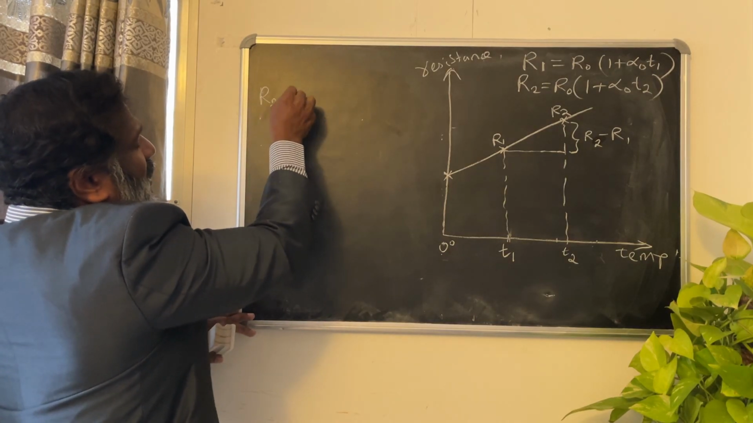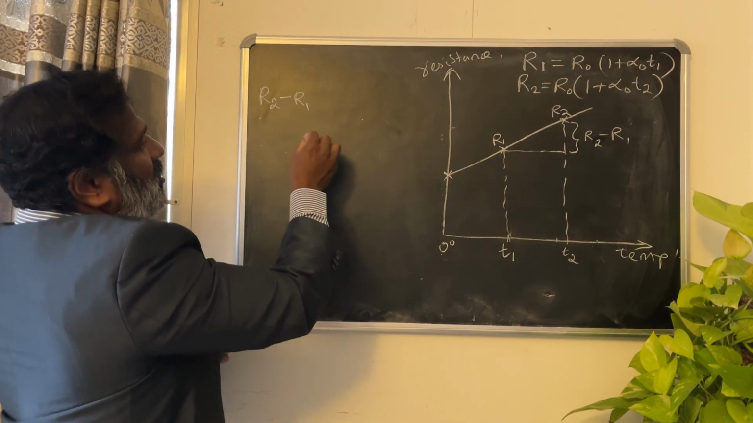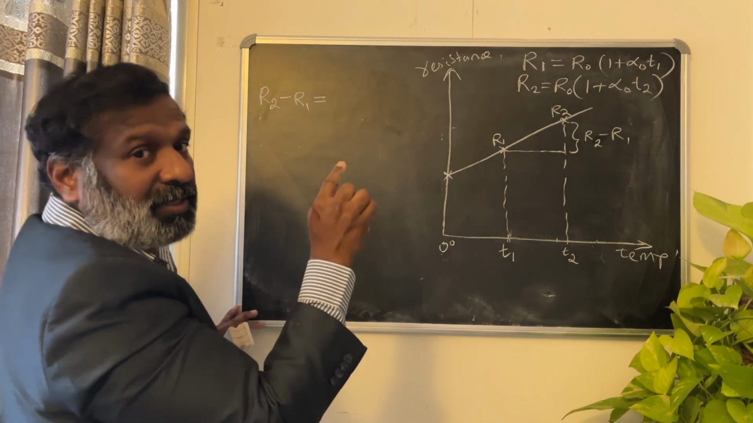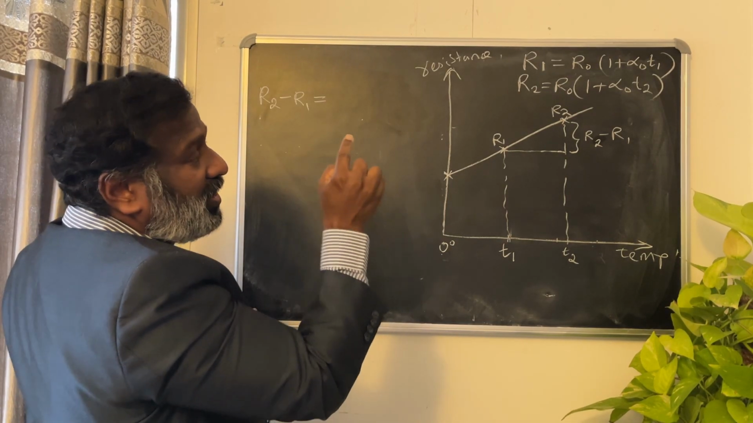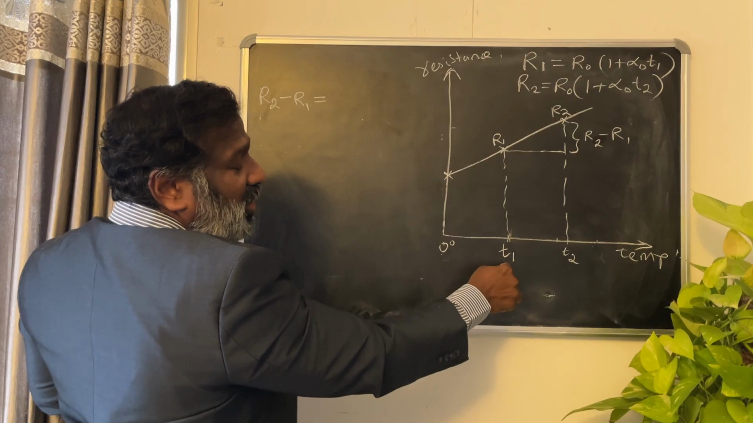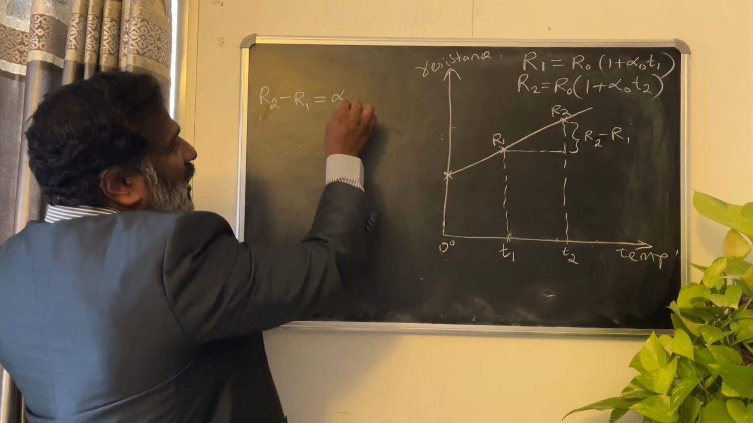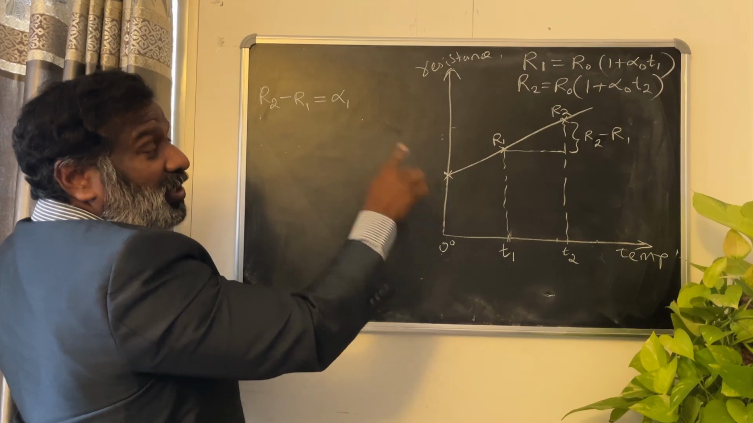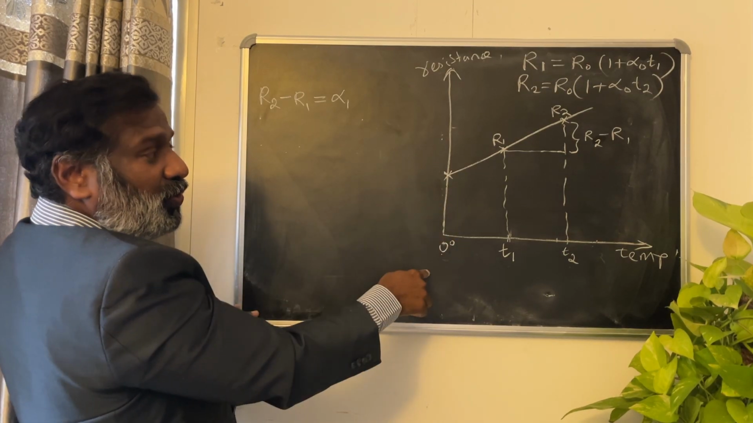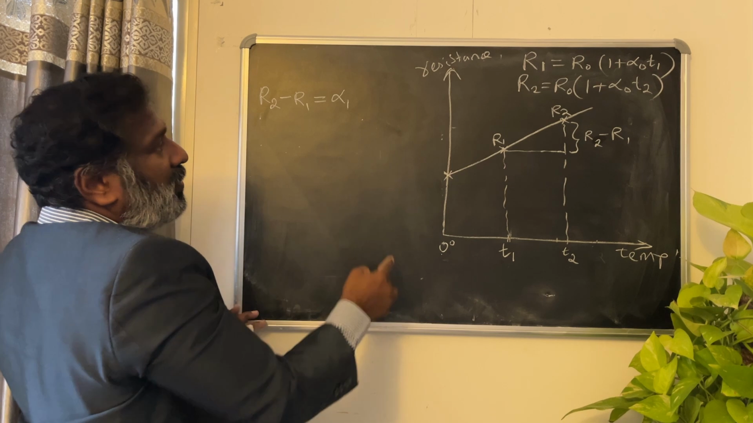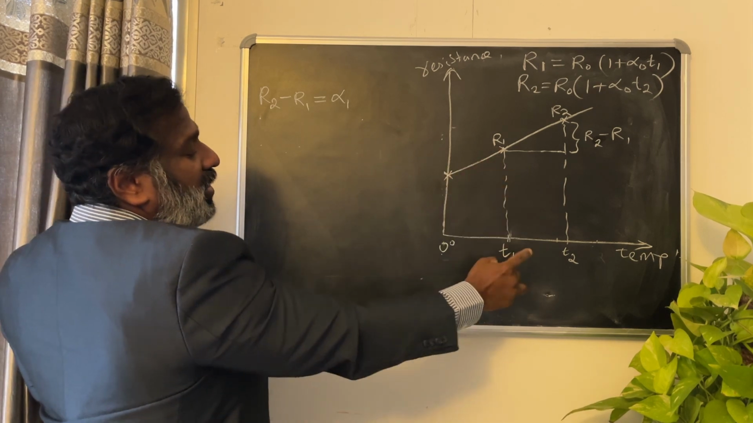R2 minus R1 is the change in resistance, that is equal to temperature coefficient of resistance at initial temperature. What is the initial temperature? T1. So temperature coefficient at temperature T1, I am denoting it as alpha 1. Temperature coefficient at 0 degree, alpha 0. Temperature coefficient at T1 is denoted as alpha 1. So alpha 1 denotes temperature coefficient at temperature T1.